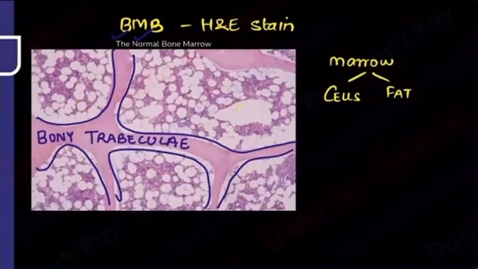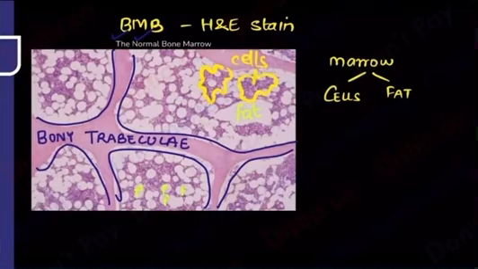So all these white spaces that you're seeing, this is all the fatty part. So all these white spaces are fat. Whereas what are the cells in between? All these blue color dots in between, these are all the cells that we have. So what are the two parts of a bone marrow? Bone marrow has two parts, cells and fat.